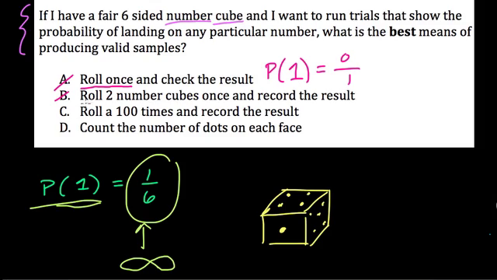And the same could happen here with rolling 2 number cubes at once. It's the same thing, except now you just have 2 trials, and the probability of landing on a 1 could still be 0 out of 2. In other words, it's very, very far from the probability that we would expect over a large number of trials. So these small numbers of trials would give us very inaccurate results. So probably the best choice here is C, to roll 100 times and then record the results. I would cross out D, because counting the number of dots on each face is not very helpful.